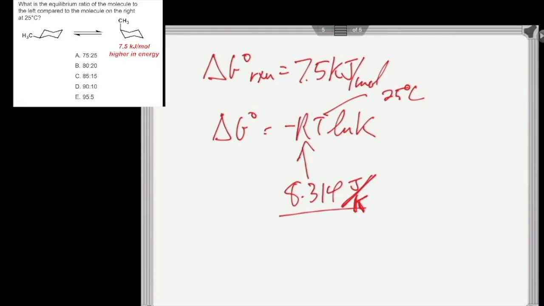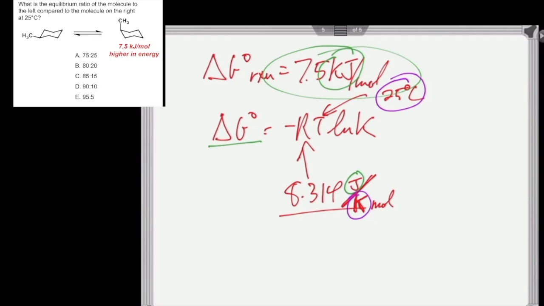So 8.314 joules per Kelvin per mole, right? Does this look good? If I just cram all these numbers together, is this all going to work? We've got delta G. No, what's wrong? Joules versus kilojoules. There's one more problem: temperature is in Kelvin here, so make sure you convert the two.